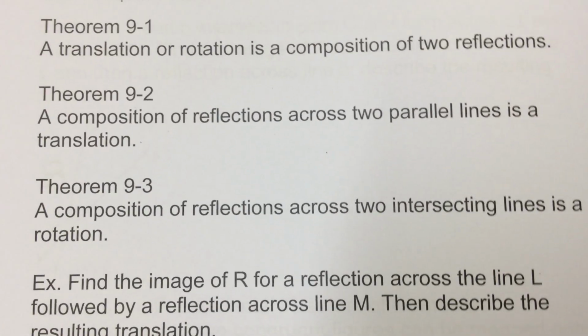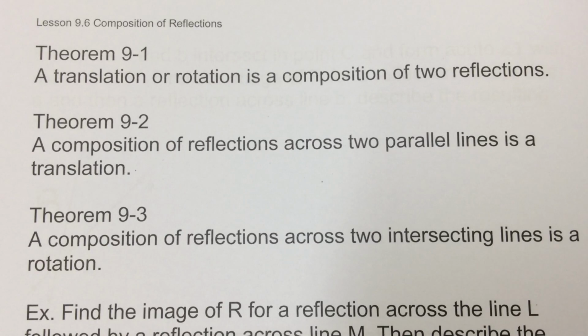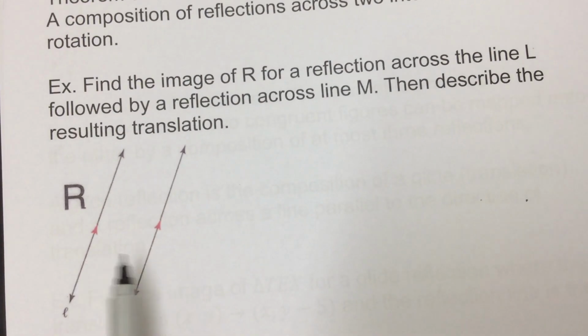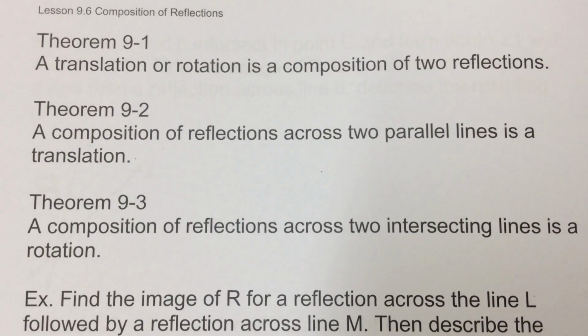So first we have theorem 9.1, which is a translation or rotation is a composite of two reflections. So we could flip it, and we'd have that translation over. We could flip it, and we'd have that reflection or rotation. Now I'm going to show you what I mean by that in a little bit here. We could also have a composition of reflections across two parallel lines to make it a translation. So there's more specifically there. So like this is what I'm talking about. Two parallel lines. If we reflect, it would make a translation. Now I'll show you that in a moment.